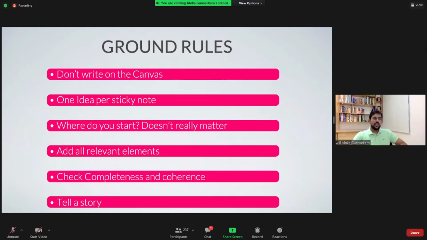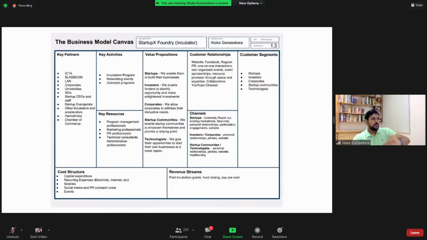Check completeness and coherence. Now, what does this mean? If I go back to the business model canvas that we prepared for Startups Only, this actually tells a story. It tells who the customer segment is, what the value proposition is. So startups, we enable them to build their business. Our relationship with them is managed through the website, Facebook, regular PRs, and so forth. And how we do that is we do university reach outs, existing hackathons, and so on.